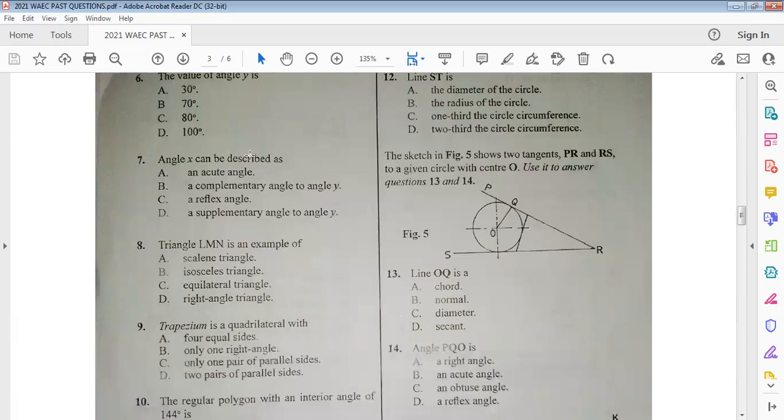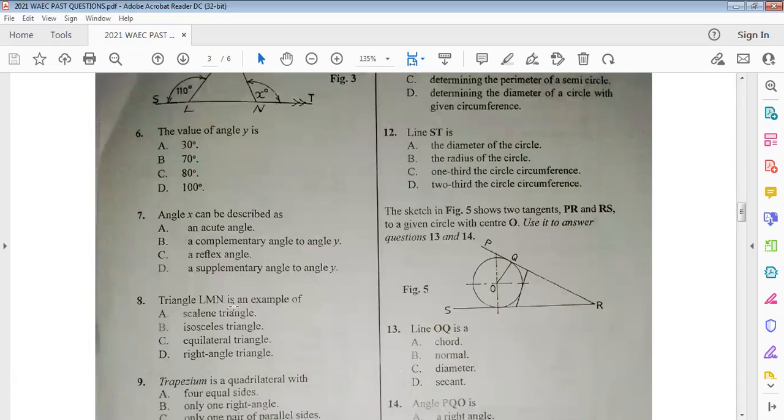Now, question 8 says that triangle LMN is an example of a scaling triangle.